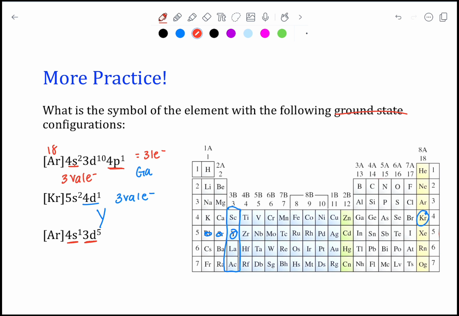So we know it's either going to be chromium or molybdenum or copper and silver. So we're at argon. I have 6 electrons after that, so it's 1, 2, 3, 4, 5, 6. So this is chromium. We could also say that this has 6 valence electrons, and it is in group 6. Okay. So there's many ways to figure it out. However way makes sense to you, do it that way.